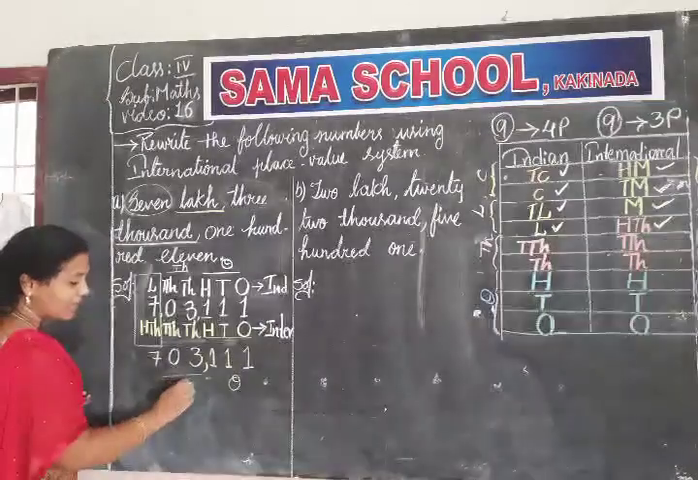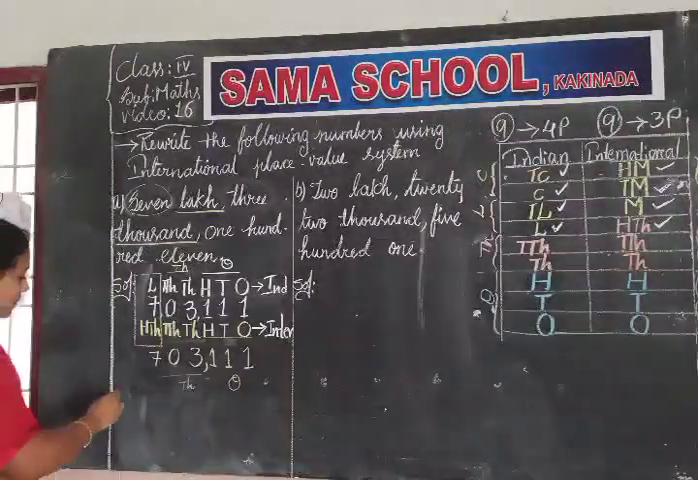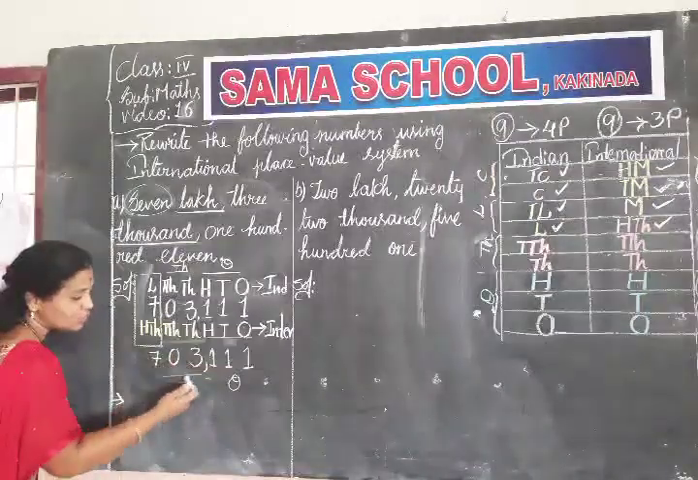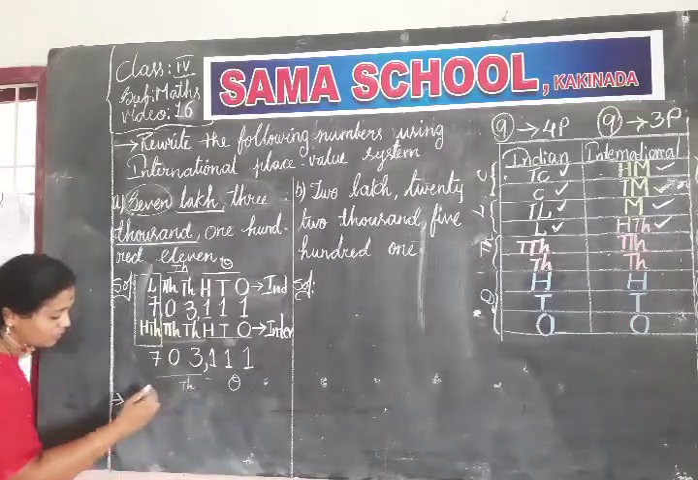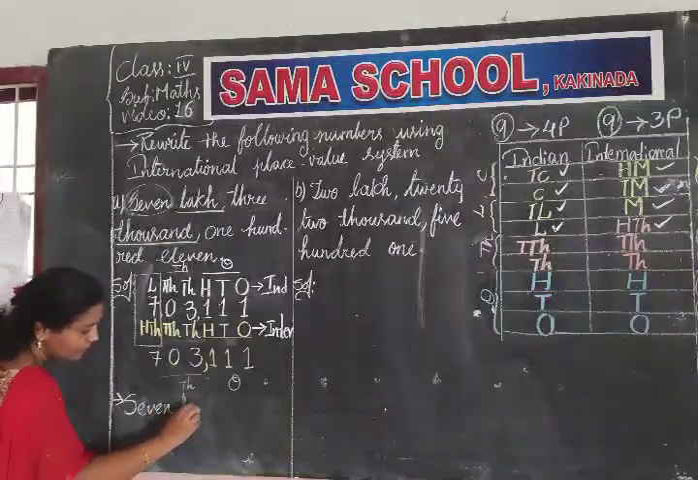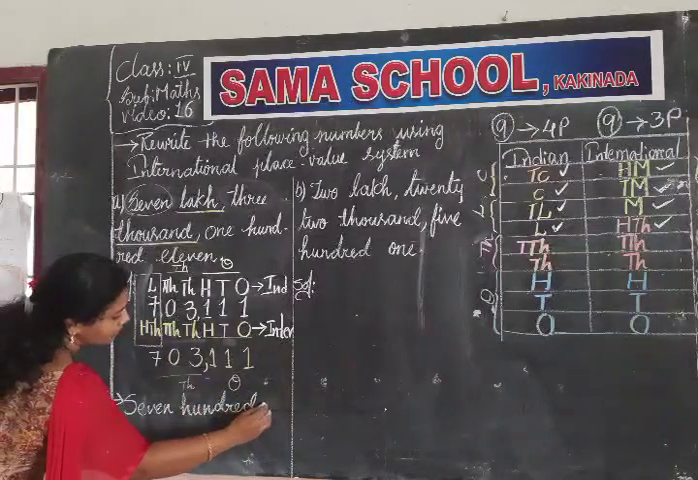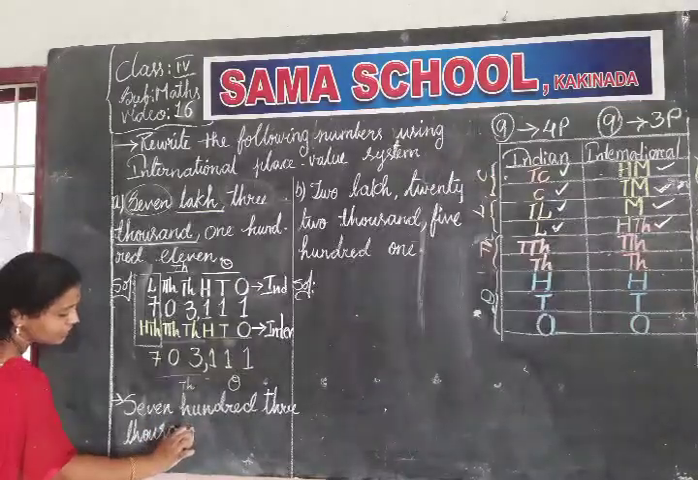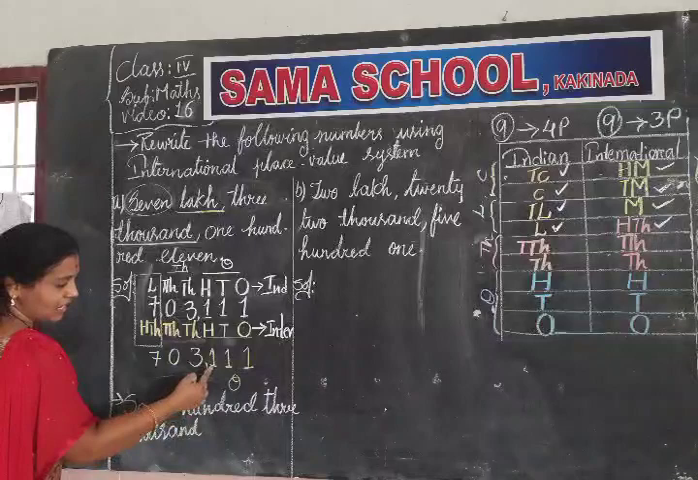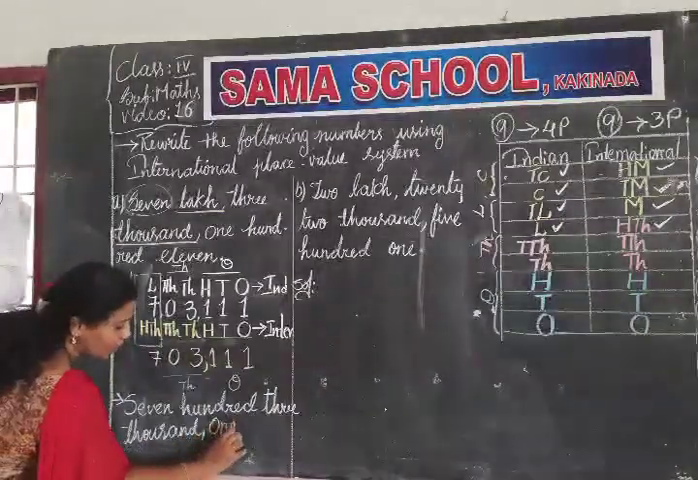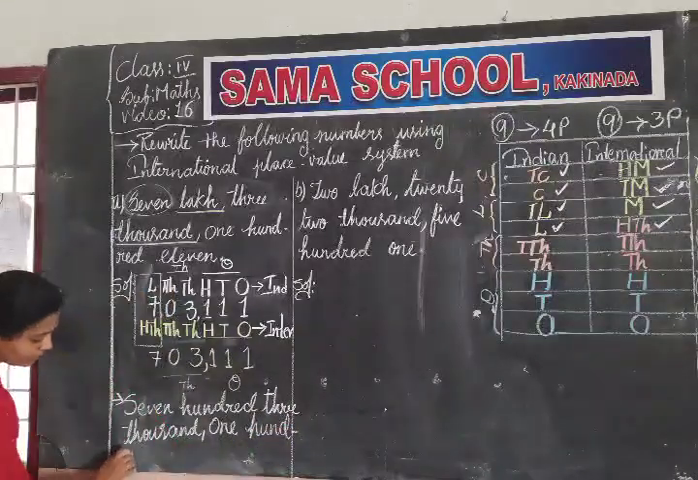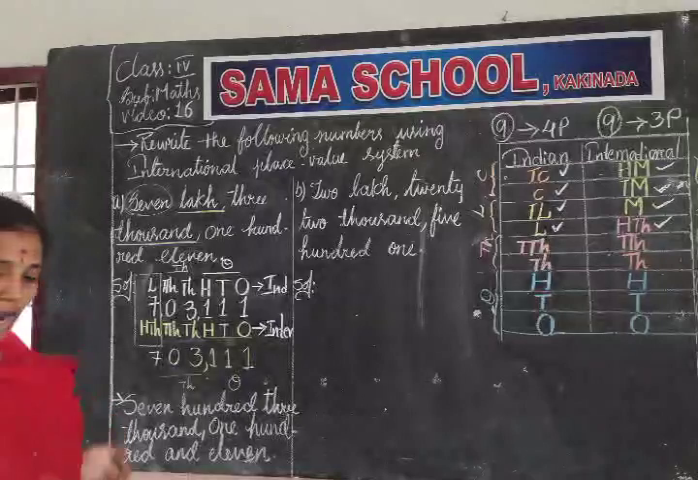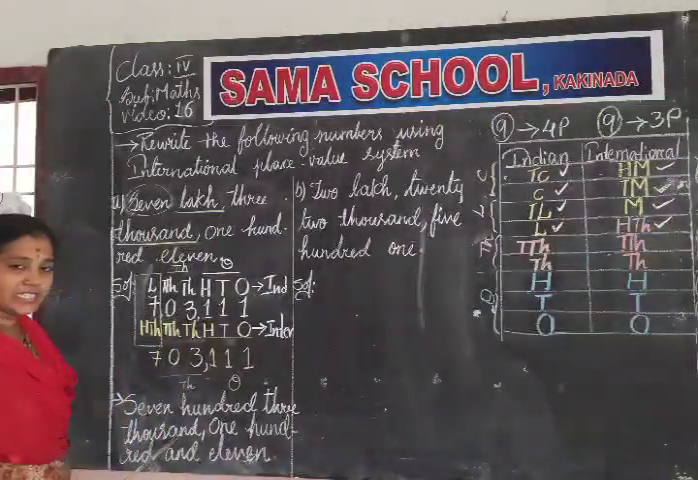So how to read this number? Come on, tell me. Yes, now we write the answer. We read the number together: 703,000. According to the international system, we are writing 703,111. Do you understand, children, how to write Indian system to international system?